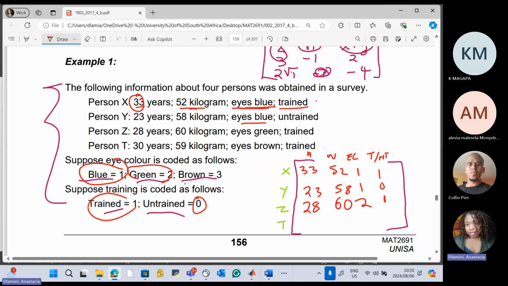And then we go to person T. Person T is 30 years old. They weigh 59 kilograms. Their eyes are brown, so coding for brown is 3. And they are trained, so meaning that it's 1. So then this helps to actually represent information in the form of a matrix.